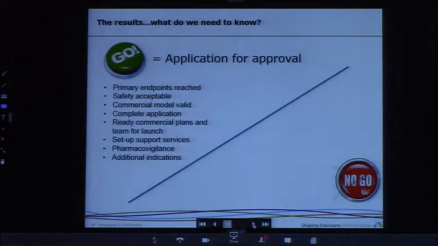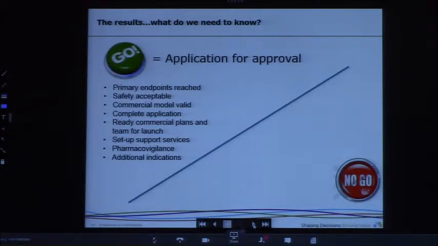So again, how do we base our decisions? The GO, which is effectively telling us that we can make our application for approval, is that we reach our primary endpoint. The safety is acceptable. Here again, we don't necessarily need it to be completely squeaky clean unless our TPP tells us we have to, but we have to have acceptable safety. The commercial model is valid.